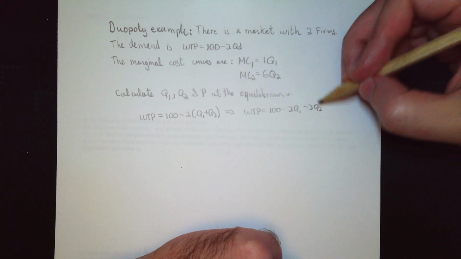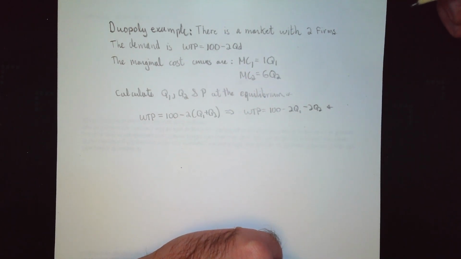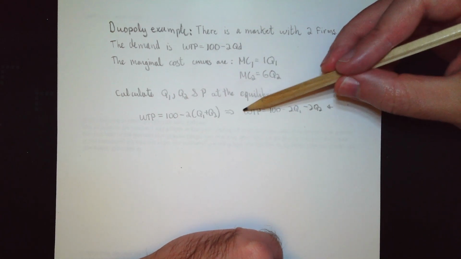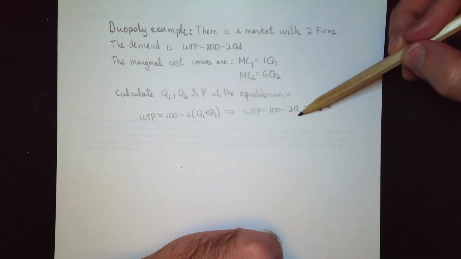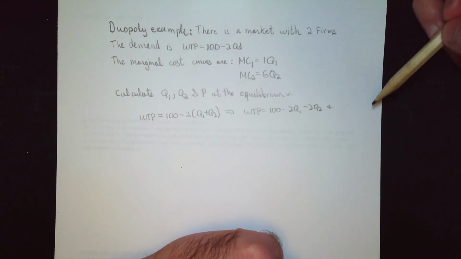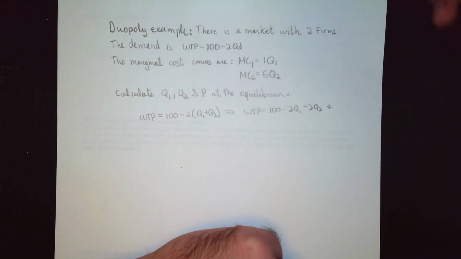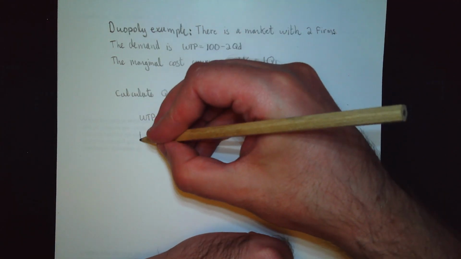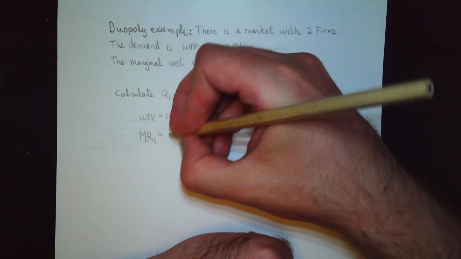Now that we have this written down, what we can do is find the marginal revenue. We can take this demand curve and double the slope with regards to Q1. That's going to give us the marginal revenue for the first firm. And we can double the slope with regards to Q2. That's going to give us the marginal revenue for the second firm. So let's write the marginal revenues here. The marginal revenue for the first firm will just be 100.